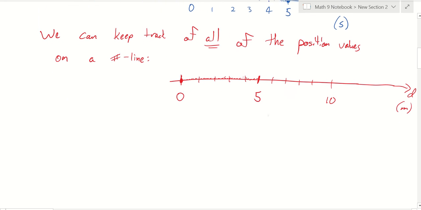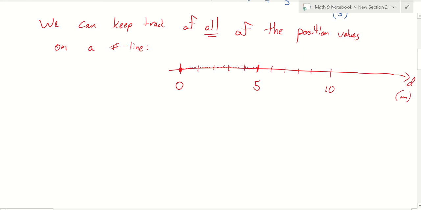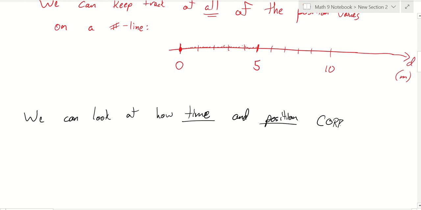What we are truly interested in when we talk about motion is looking at how time and position correspond, right? How they're related to each other. How do time and position correspond with each other? How do they relate?